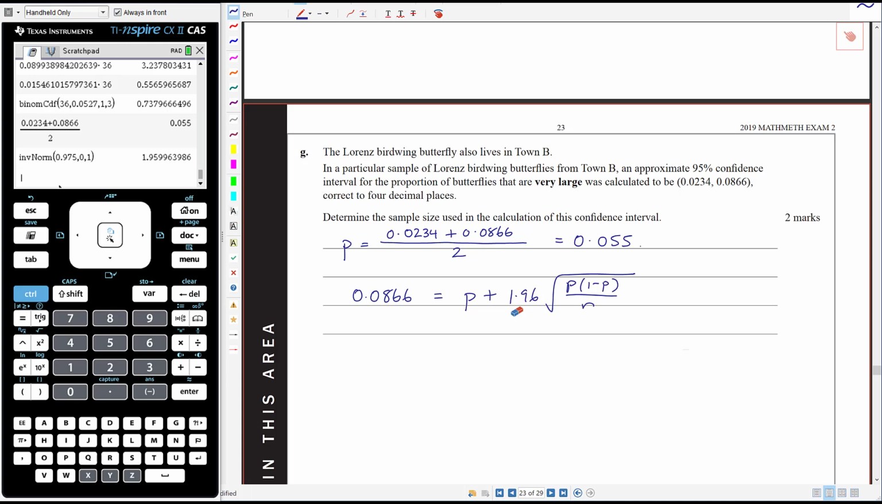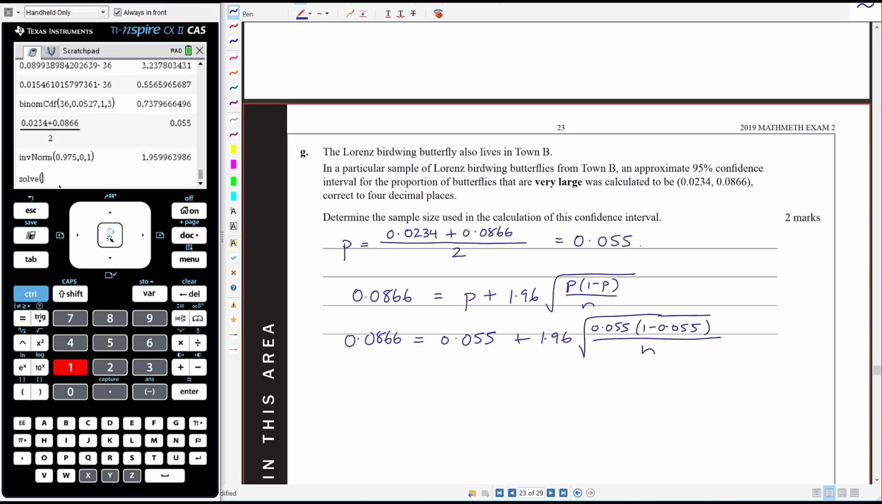Okay, so we know what P is as well, so we can put P into here. So we know that 0.0866 equals 0.055 plus 1.96 times the square root of 0.055 times 1 minus 0.055, all over n, and we can solve that for n.